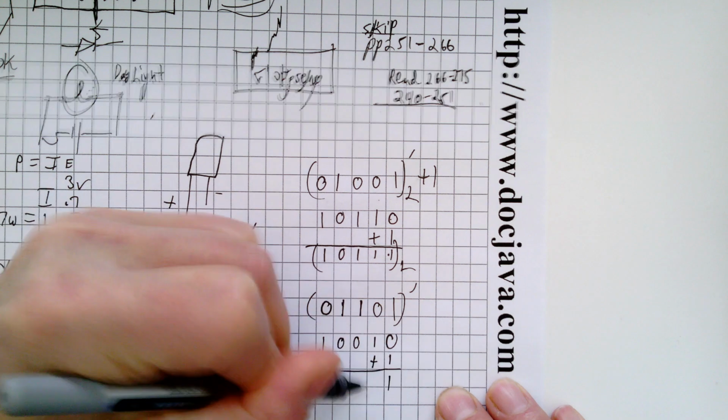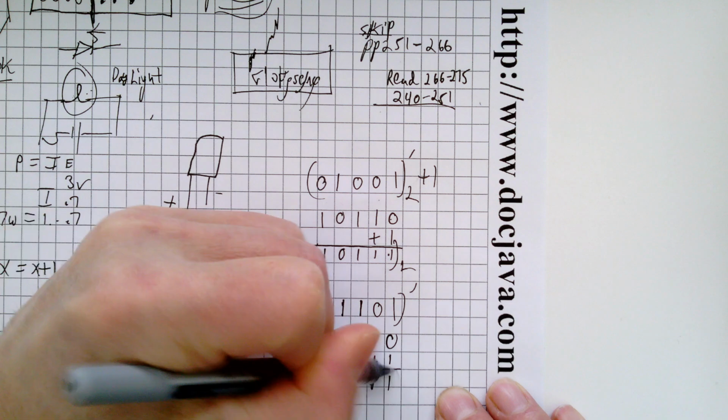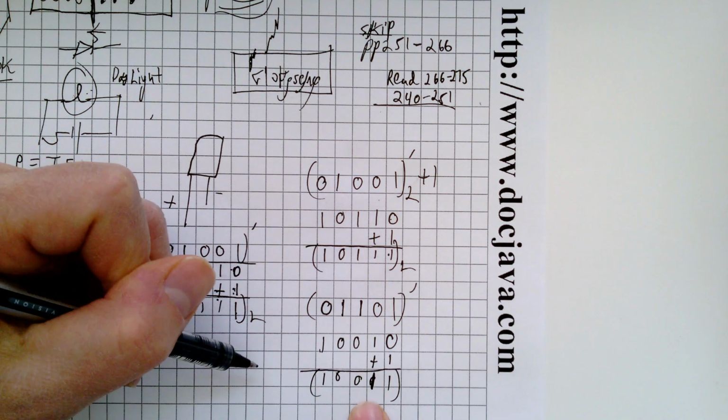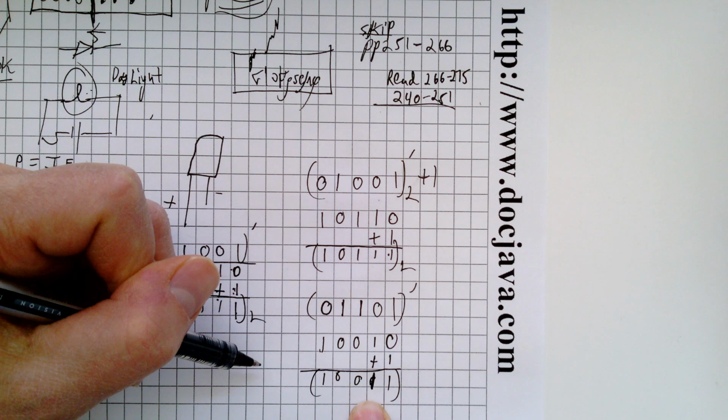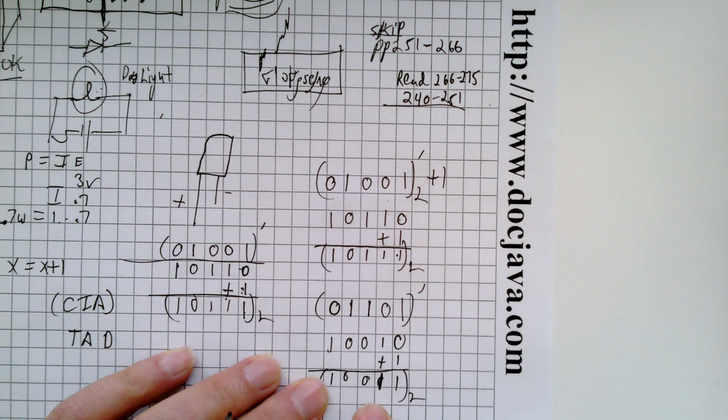and I get 1, 0, 0, 1. And so that's my answer, and it matches the correct answer in the homework. Base 2. Is that good? Sure. So that's minus 13 in binary using 2's complement.